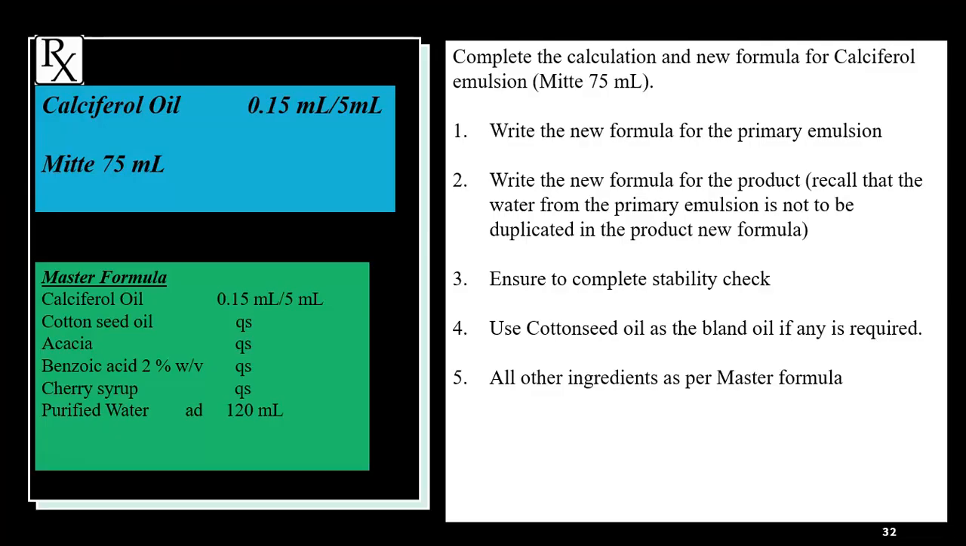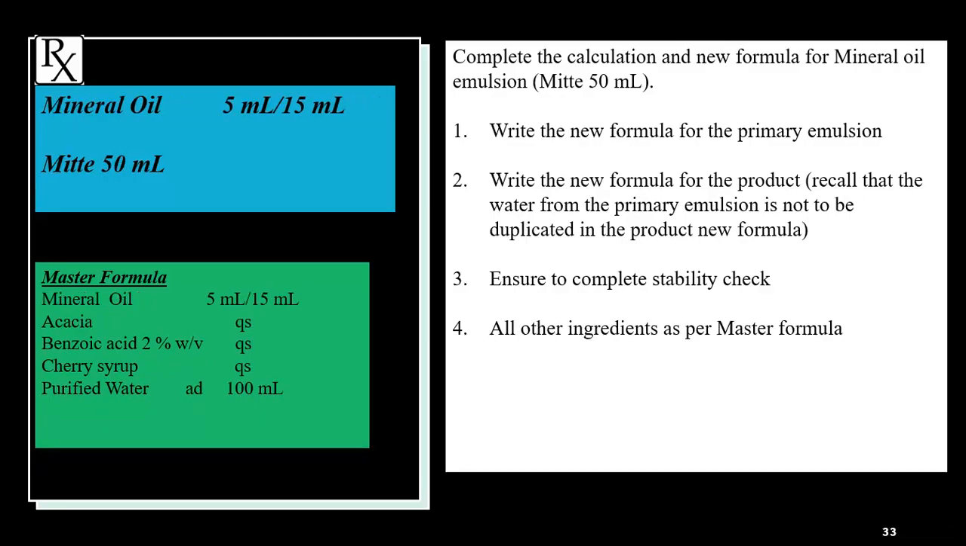Your first instructional example is calciferol oil, 0.15 milliliters per teaspoon. You are going to send 75 milliliters, and I've given you a master formula to somewhat guide the architecture of this medication. You are going to use cottonseed oil as your bland oil if your stability requirement is not maintained. All other ingredients as per listed in the master formula. The second example is going to allow you to do a mineral oil where the ratio is different from a fixed oil. And so it's 5 milliliters per 15 ml.